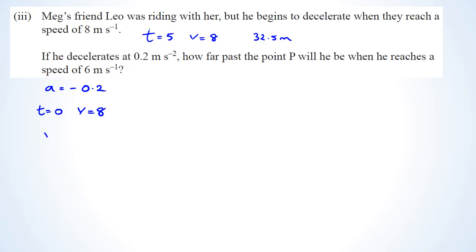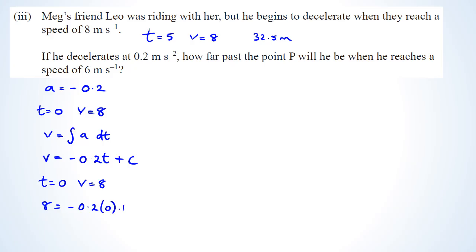So once we have this, we know that velocity is equal to the integral of acceleration dt. So velocity equals negative 0.2t plus c. At this point, we know that t is equal to 0 and velocity equals 8. So 8 equals negative 0.2 multiplied by 0 plus c. So we can get 8 is equal to c, and therefore velocity equals negative 0.2t plus 8. Okay, so that's the velocity function.